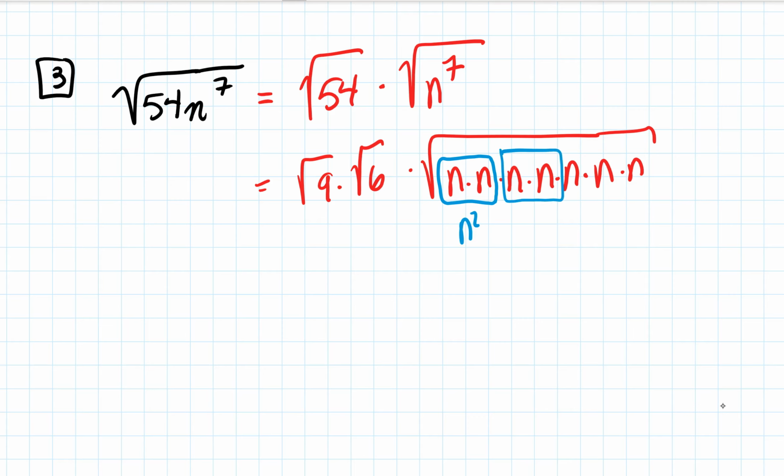If I combine these two, this would give me an n squared. If I were to combine these two, that would give me an n squared, and then of course I just have another n here, right? Well, here's the cool thing. Since I want the square root of something squared, the square root and the square would cancel out, and an n would be able to come out of the radical.